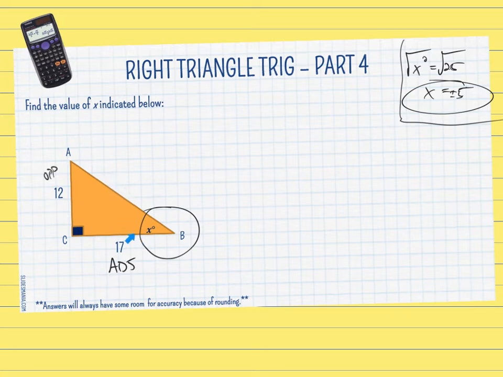All I care about at this point is choosing the correct trig function to set up my ratio to do all of my work. Well, here's my angle. I have opposite, and I have adjacent. So that tells me I have the tangent of theta equals opposite over adjacent.